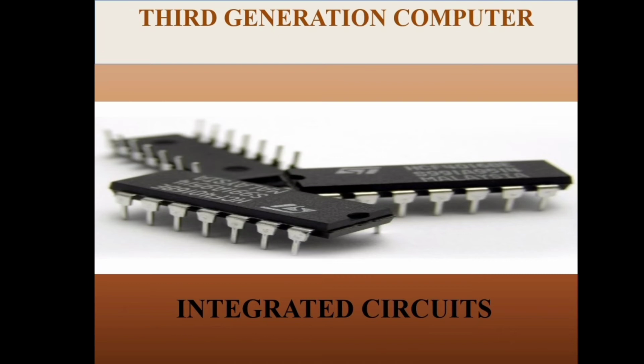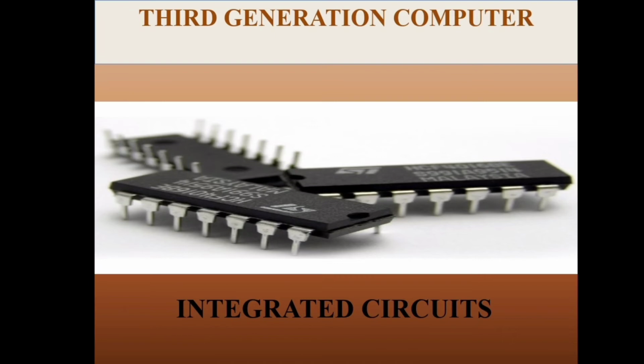Okay, what did they use as technology? Integrated circuits. What is an integrated circuit, children? Do you know that? An IC, also called a chip, could contain thousands of transistors. Like they were using the transistors, but what did they do in third generation? They used them all together on a small chip.